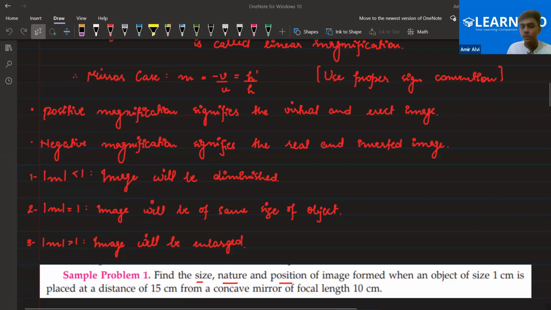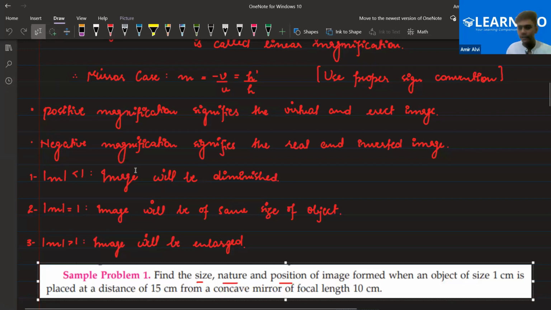Any doubt so far to anybody? No. Please tell me, everyone. Do you have any doubt till now in the magnification part? No. Clear है सबको? Yes or no? कुछ तो बोलो. Yeah, clear. ठीक है? Yes.